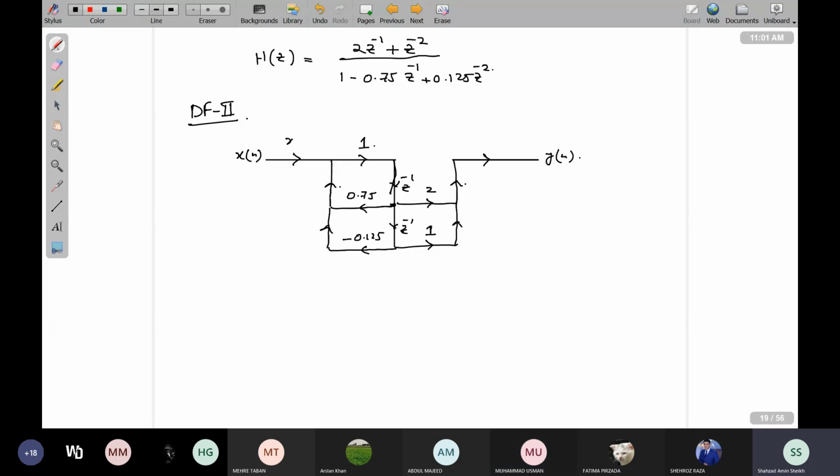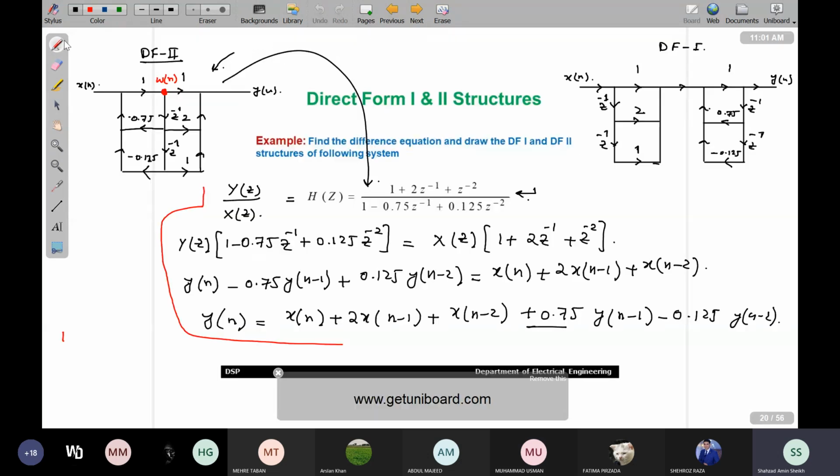डायरेक्ट फॉर्म 1 और डायरेक्ट फॉर्म 2 से क्या एडवांटेज है डायरेक्ट फॉर्म 2 में? सर, डायरेक्ट फॉर्म 2 में डिलेस कम हो जाते हैं। गुड, नंबर ऑफ डिले एलिमेंट्स जो हैं वो रिड्यूस्ड हैं, सो दैट्स द एडवांटेज यू आर गेटिंग इन डायरेक्ट फॉर्म 2। ओके ग्रेट.